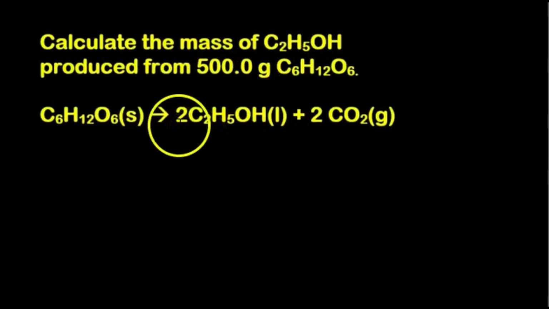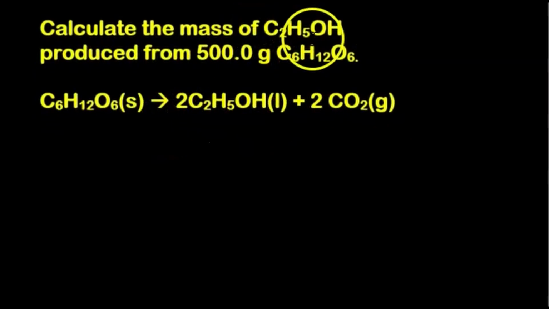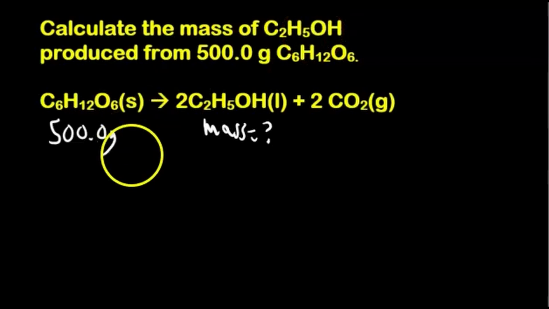All right, moving along, another exam problem. Calculate the mass of C2H5OH produced from 500 grams of C6H12O6. This is glucose. This is ethanol, it looks like. Okay, so we have a chemical equation. We have some information about one of the compounds. Here we have 500.0 grams. We want to know something about another compound. So the mass here. So this is stoichiometry.